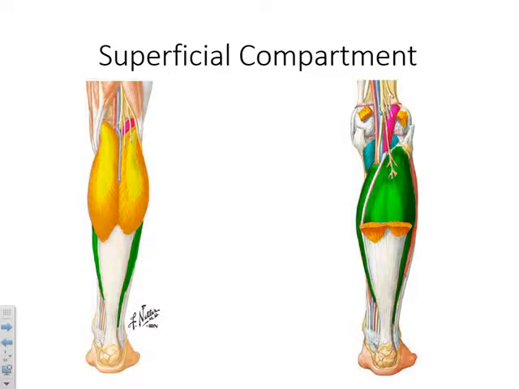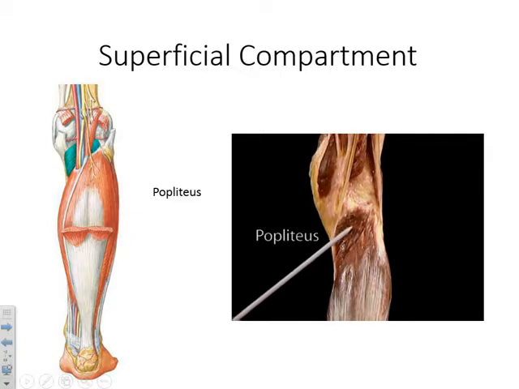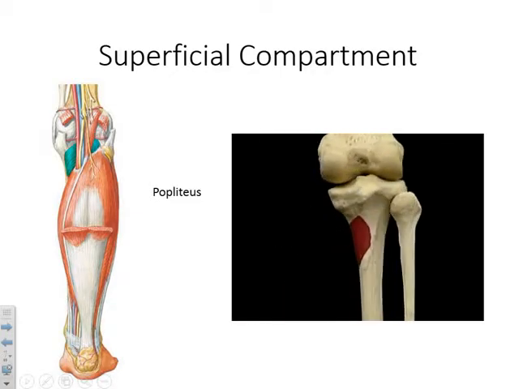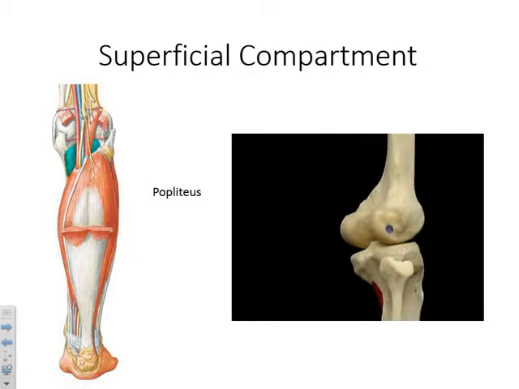Before we start with the superficial and deep compartments, we need to discuss a deep muscle that's a bit of an outlier, literally and figuratively. The popliteus sits outside the true deep compartment and acts on the knee rather than the ankle. It originates off the lateral epicondyle of the femur, running inferomedially to insert on the posterolateral surface of the proximal tibia.